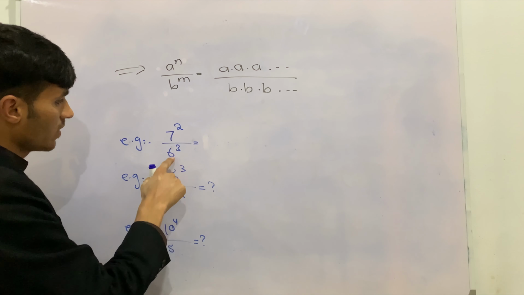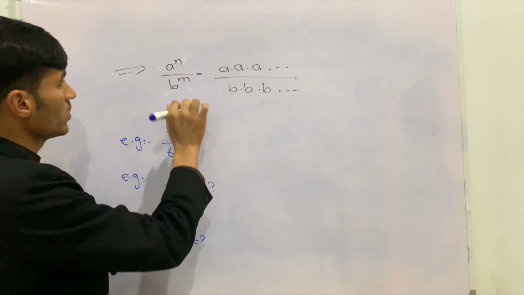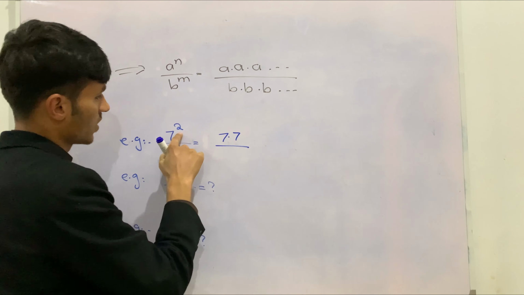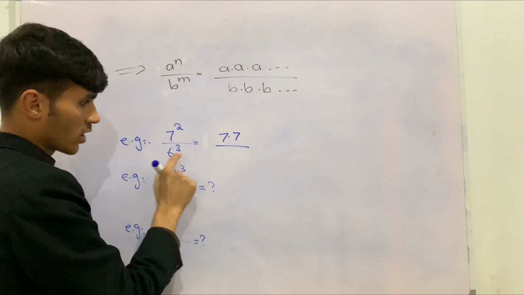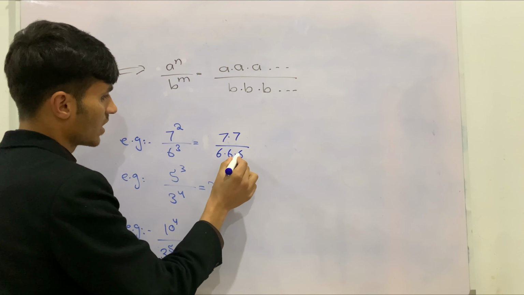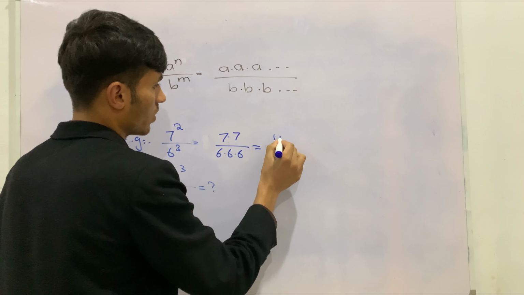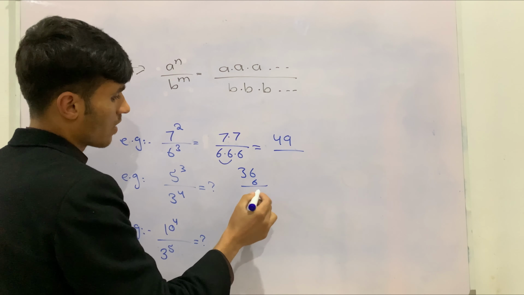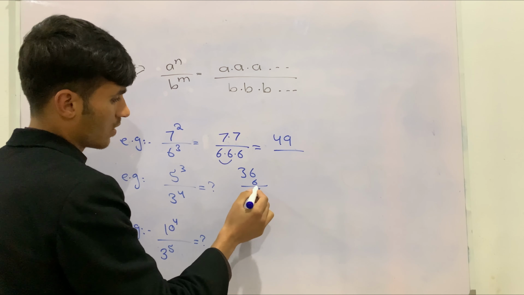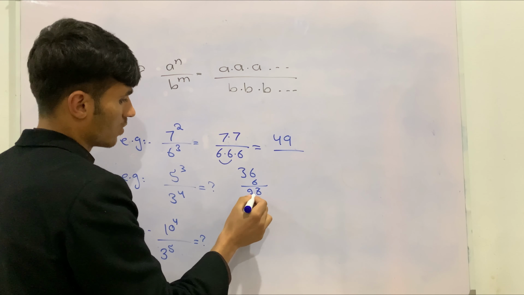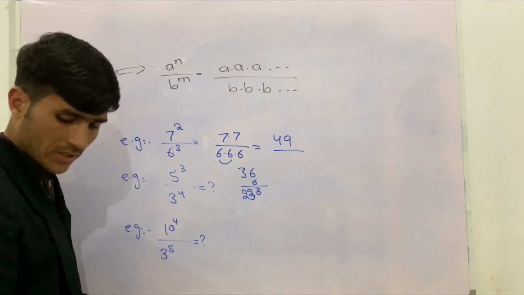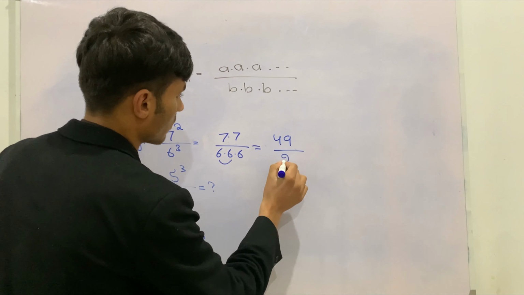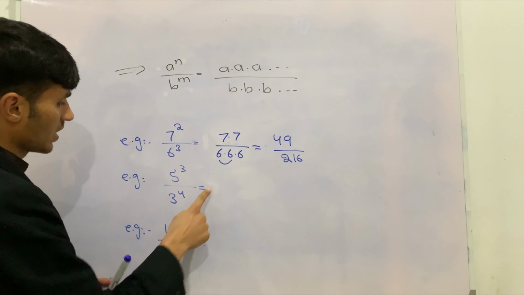look at here, okay? 7, 6, not the same. 2, 3, not the same. What we have to do is simplify first the numerator, okay? 7 squared means 7 multiplied by 7. 6 cubed means 6 multiplied by 6 multiplied by 6. 7 multiplied by 7 equals 49. 6 into 6, 36. 36 into 6 is 216. Okay? Look at the next example.